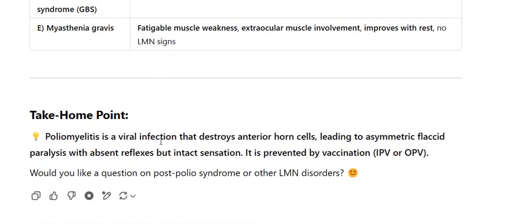Take-home point. Poliomyelitis is a viral infection that destroys anterior horn cells, leading to asymmetric flaccid paralysis with absent reflexes but intact sensation. It is prevented by vaccination, IPV or OPV.